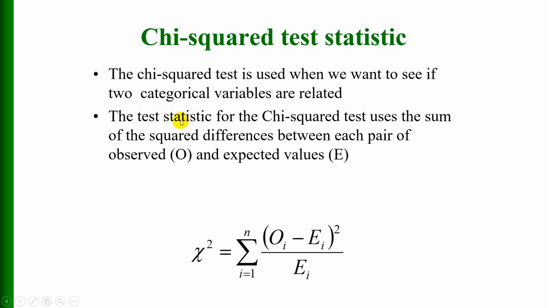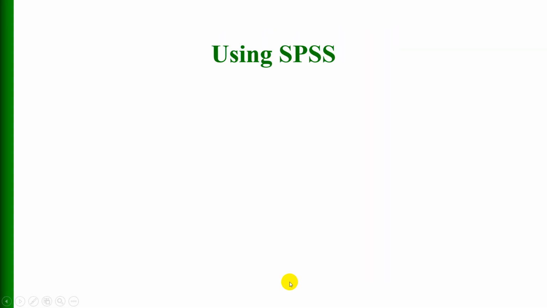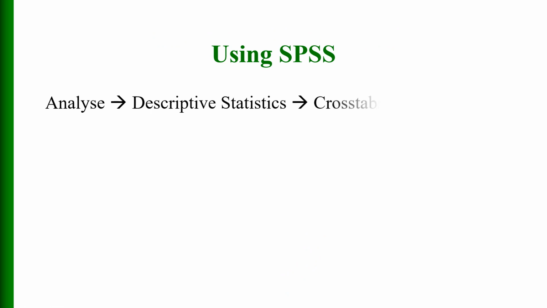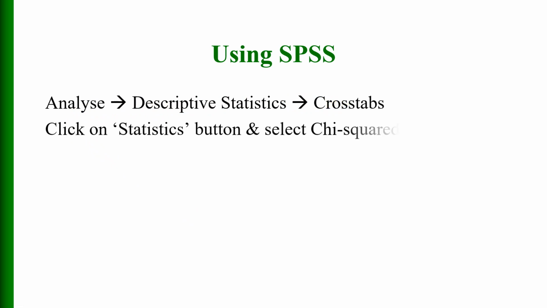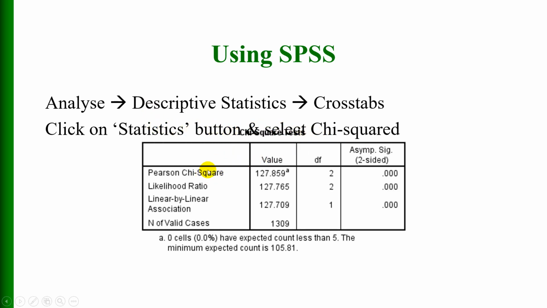Now the chi-square test is used when we want to see if 2 categorical variables are associated or related. The test statistic for the chi-square test uses the sum of the squared differences between each pair of observed and expected values, and here is the formula: chi-square is equal to the summation, i varies from 1 to n, of (Oi minus Ei) squared divided by Ei, where Oi is the ith observed value and Ei is the ith expected value. If you use SPSS for chi-square statistics, we go to Analyze, then Descriptive Statistics, and then click on Crosstabs, and after that click on the Statistics button and select chi-square, and we will get this output.